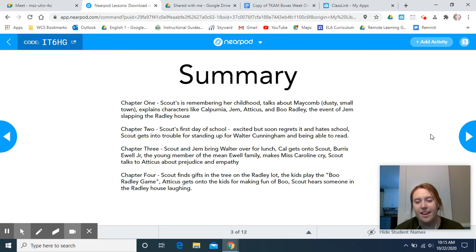So what's happening in this chapter is that Scout is very frustrated. She doesn't want to go back to school. She's like, it's the worst thing ever. Get me out of here. And so Atticus really teaches her, and I love the way he brings it down to a 6-year-old's level, because empathy and prejudice are very hard topics to learn when you're a 1st grader. And so Atticus does a really good job of bringing that down onto her level.